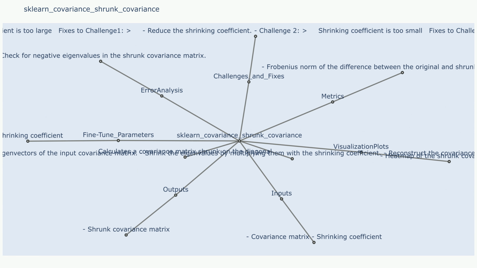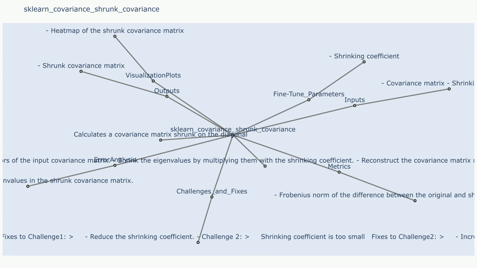Fixes to challenge 1. Experiment with different shrinkage parameters to find the optimal value that balances robustness and information preservation. Consider using data-driven methods, such as the Ledoit-Wolf estimator, to determine the optimal shrinkage parameter.